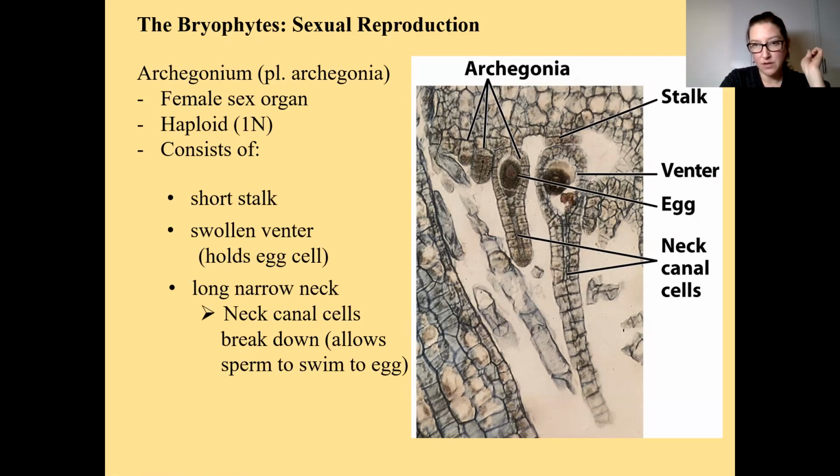But if you look here, here's that swollen part of the archegonia. Here's the neck of that archegonia. And this dark thing in the middle here is the egg. There's another one right next to it. Eventually, once the egg is ready, some cells located right here in the neck will break down, and that will be where the sperm can swim down to meet the egg.